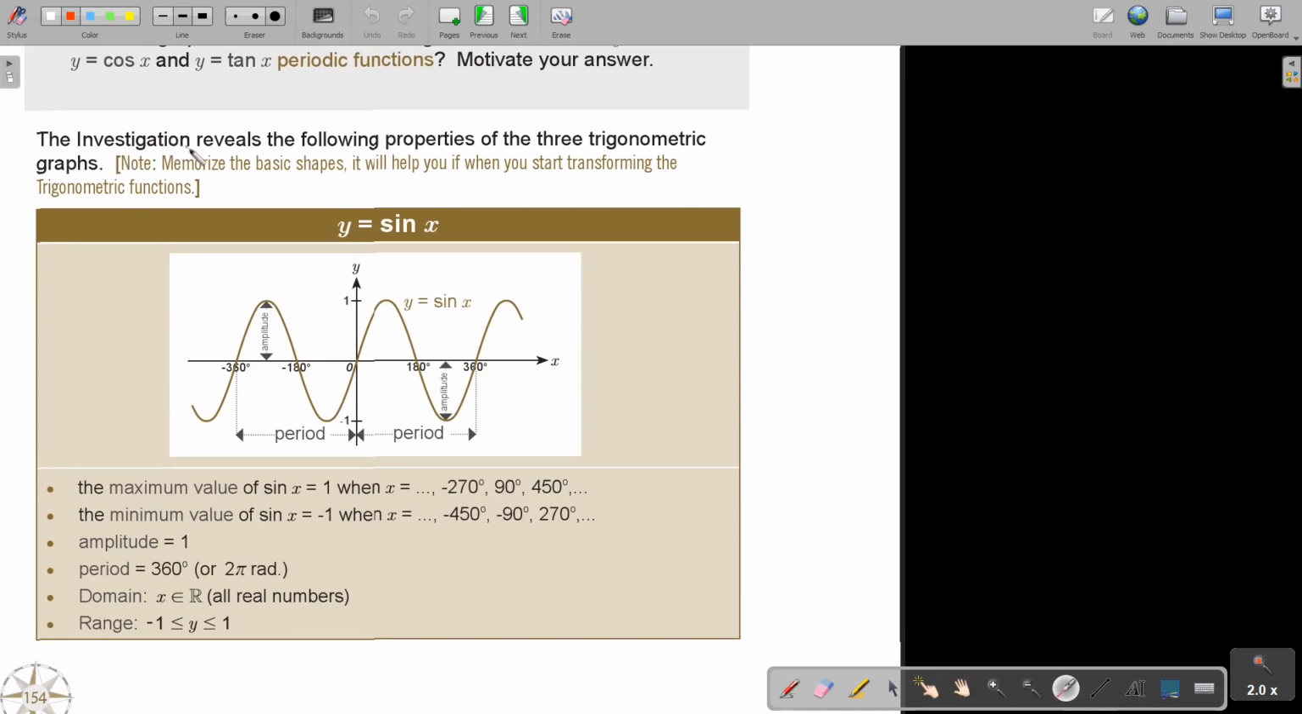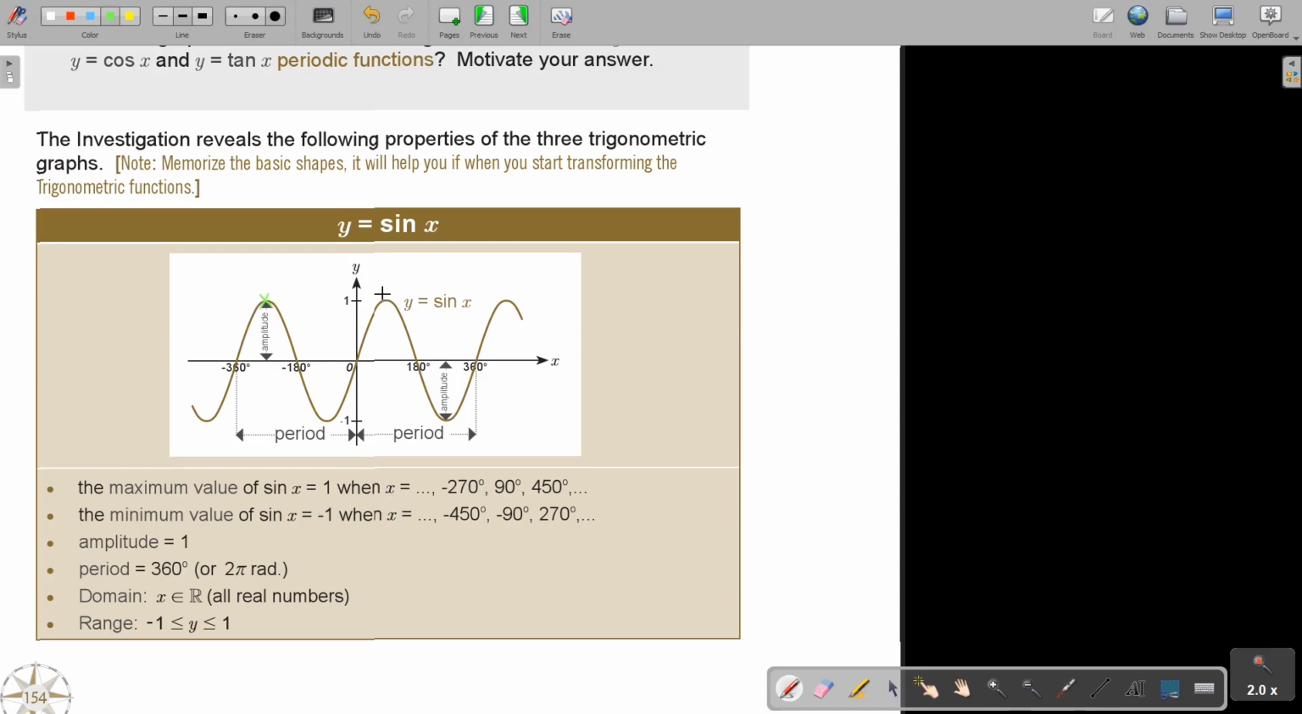So, the investigation reveals the following properties of the three trigonometric graphs. It's very good if you memorize the basic shapes. It will help you when you start transforming the trigonometric functions. Okay, let's look at this. So this is how the graph looked in the investigation, and it can go on and on. So the maximum value of sin x, so where are the maximum values?